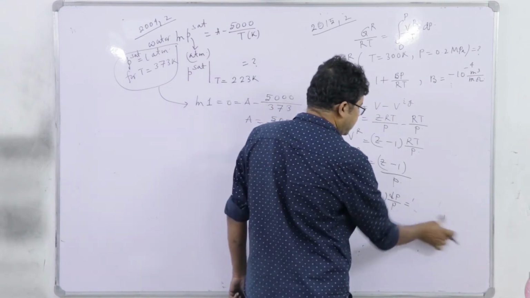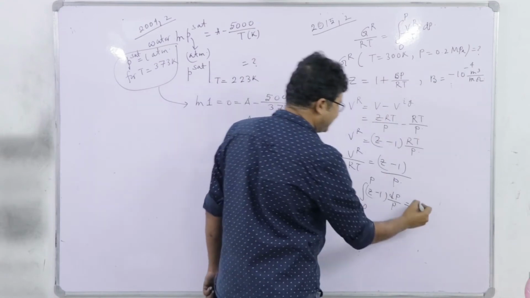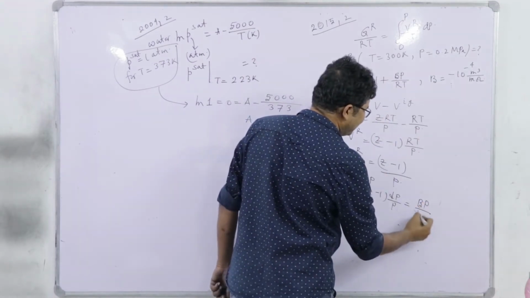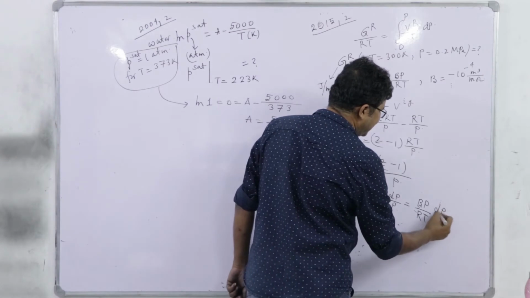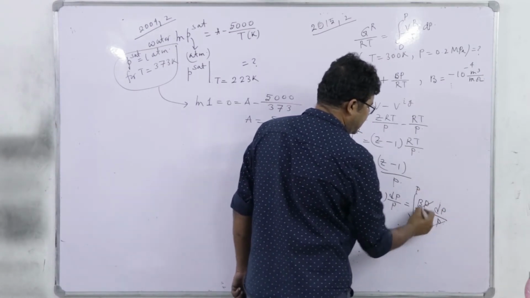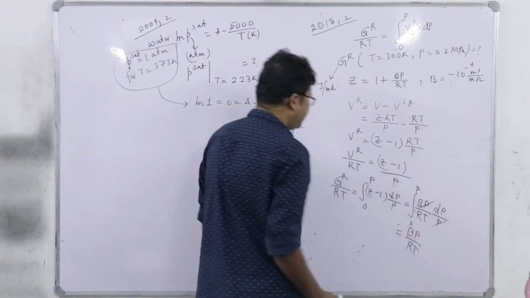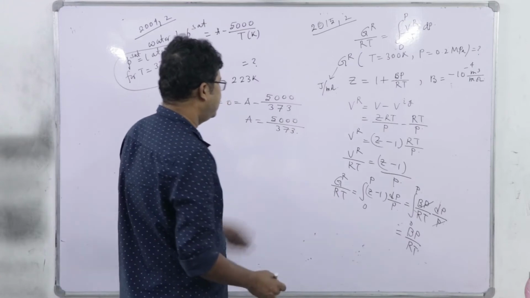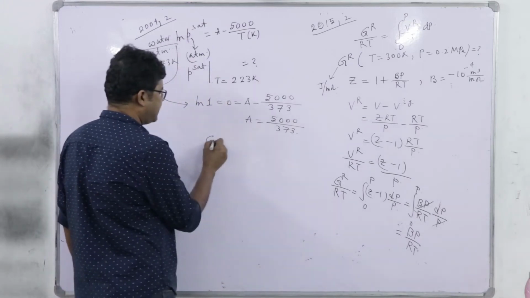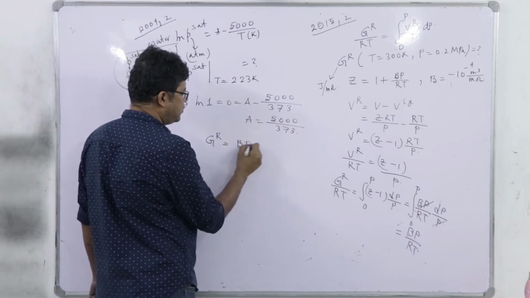Oh sorry, Z minus 1 is BP by RT, integral dP by P from 0 to P, the P cancels out, so BP by RT. So that is GR by RT. So GR is equal to B into P.